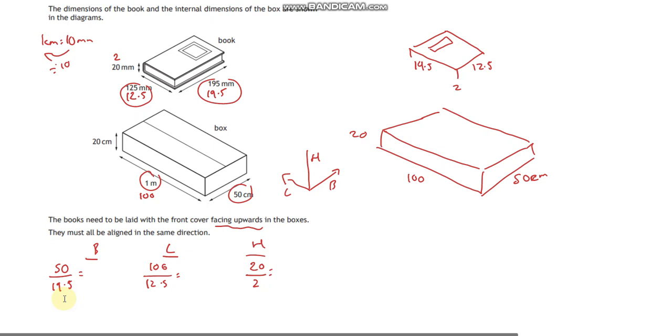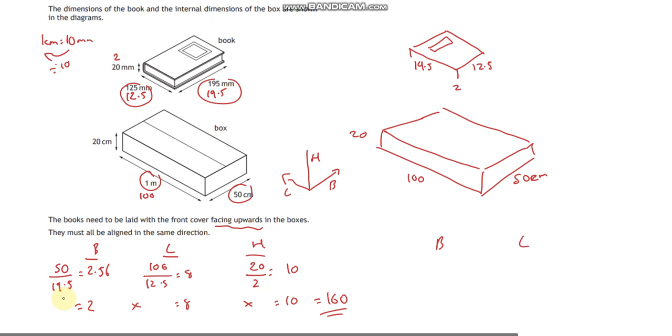And what you've got to be careful with, so 50 divided by 19.5, you have to round down, don't you? So that's giving me 2.56, which is the same as 2. I have to round down, I can't round up for this. 100 divided by 12.5 is going to give me exactly 8. 20 divided by 2 is 10. So if I multiply all those together, I'm going to get 160 books, if I do it that way.